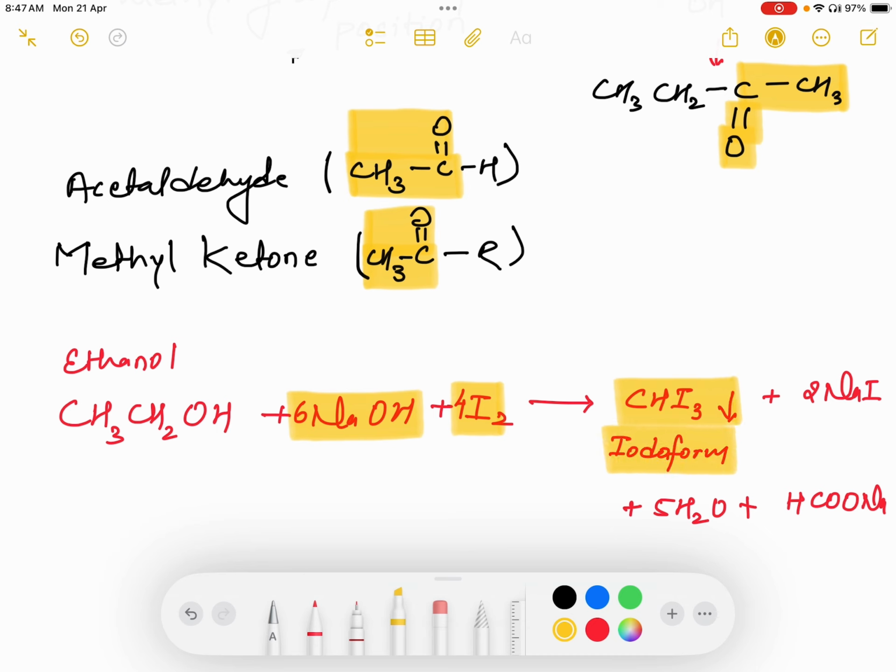When will the iodoform test be positive? When there is a carbonyl carbon with CH3. If there is COCH3, only then the test will be positive, else the test will be negative.